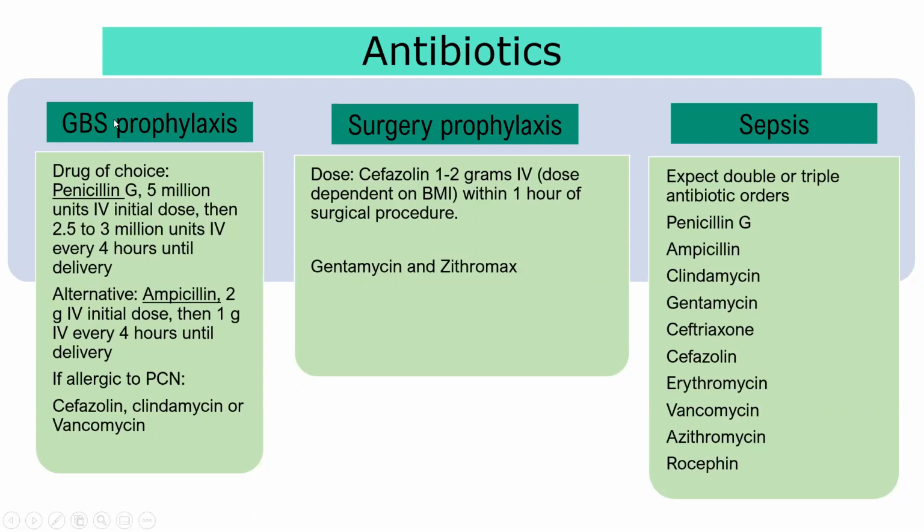Babies that are born to moms that have this colonization are more likely to contract group B strep sepsis, and they don't do very well if they do contract that. So we use GBS prophylaxis, group B strep prophylaxis. The drug of choice is actually Pen-G.